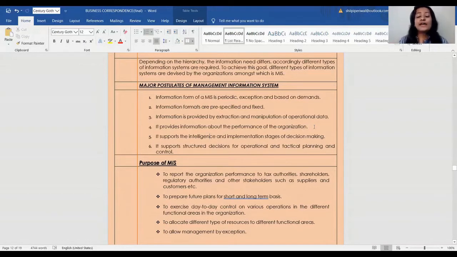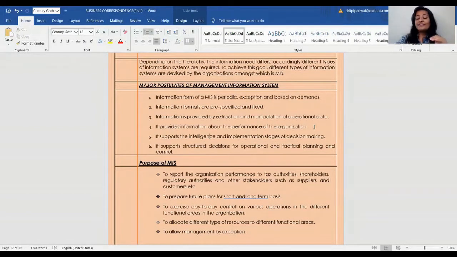Then it provides information about the performance of the organization. Of course, it will tell you how well the sales are going. For example, the management will have a set target. It would have a target that every month 1,000 sales have to get converted. All right, so that is a norm which the management has fixed.